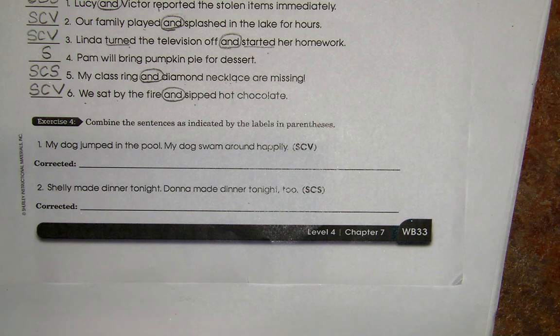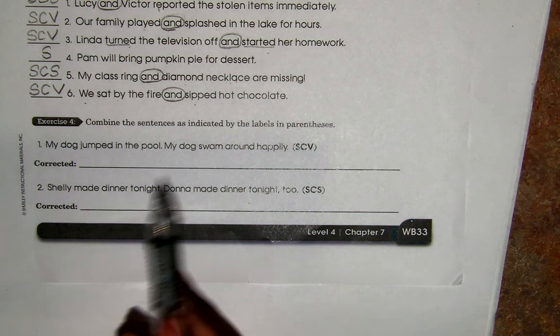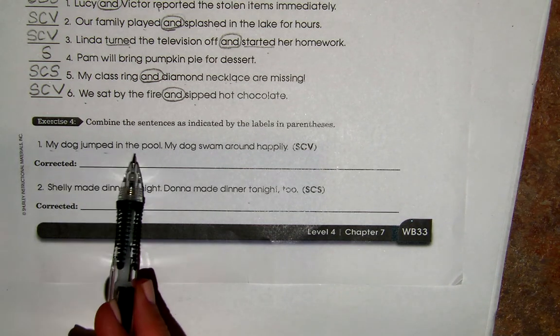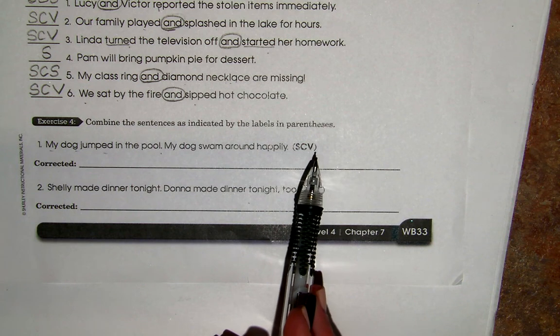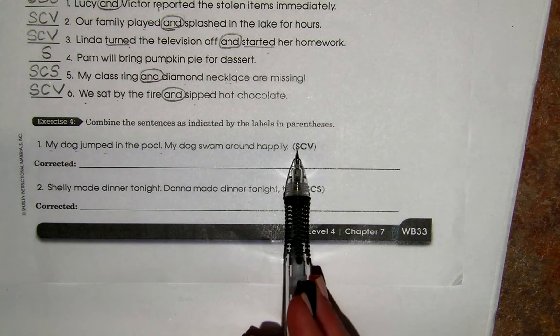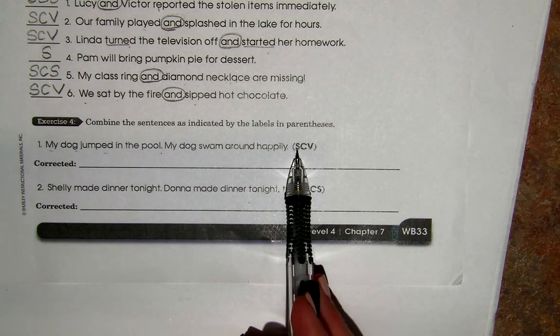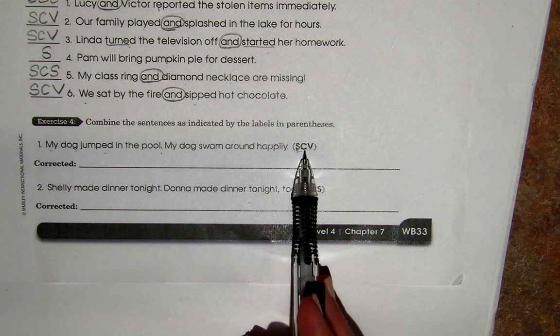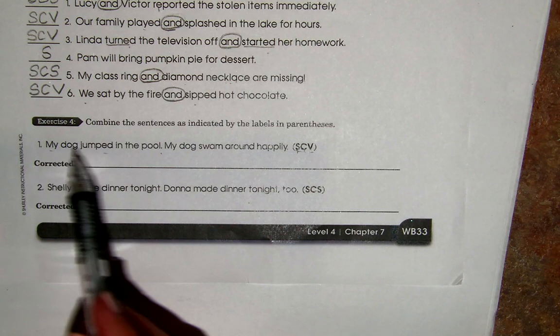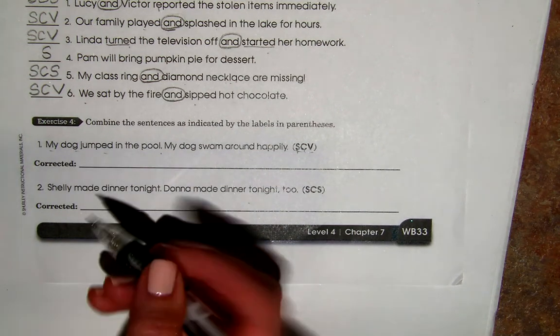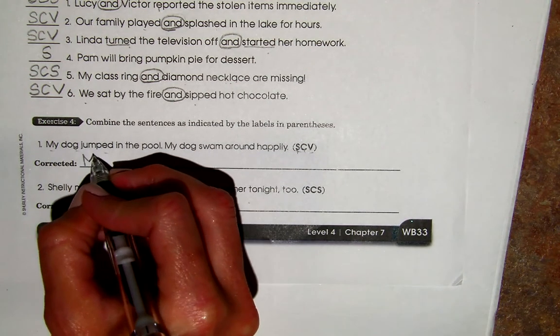Exercise 4 tells us to combine the sentences as indicated by the labels in parentheses. And I figure this is probably where you guys are having the most trouble. So you have two sentences here. My dog jumped in the pool. My dog swam around happily. And it has out here the abbreviation, the label for a simple sentence with compound verbs. Okay? So I know that I'm going to use the same subject, which is the same subject as in both sentences. So I'm going to start my sentence with my dog.